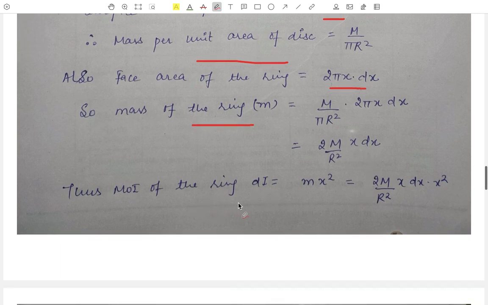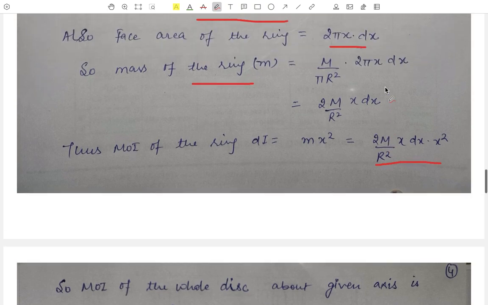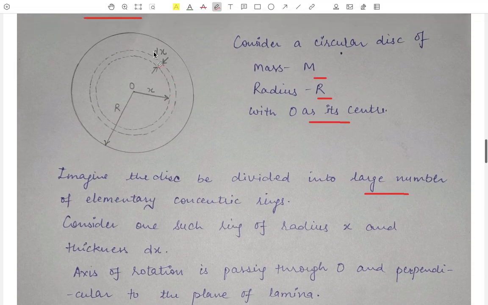Therefore, the moment of inertia of the ring about the axis comes out to be mass into radius square, as we have found out in the earlier case. That will be equal to mass small m into radius x square, that is equal to 2m upon r square into x dx into x square, that is 2m upon r square x cube dx. This will be the small moment of inertia, and with the help of this, we will find out the moment of inertia of the whole disk.